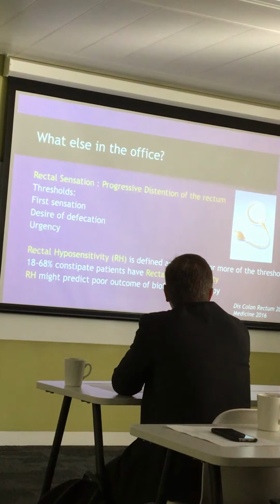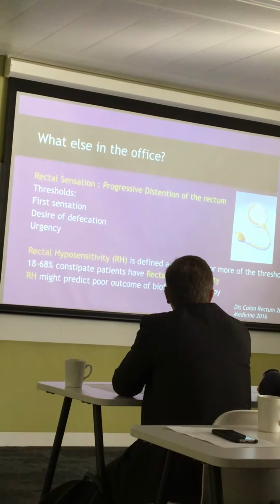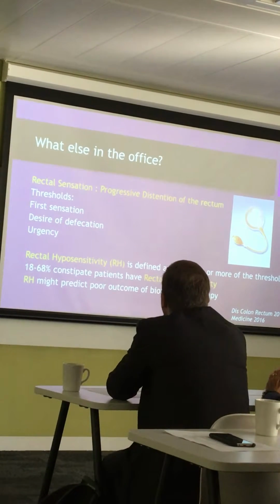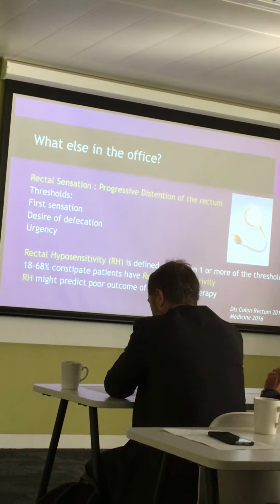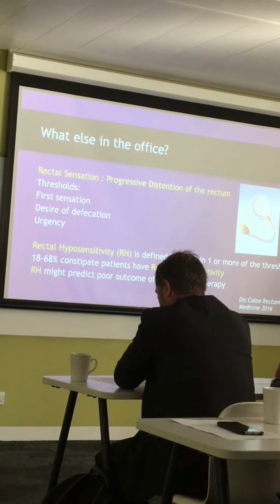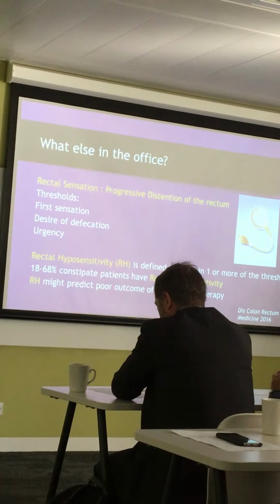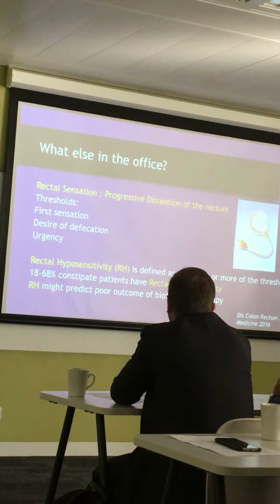But since we are filling up a balloon inside the rectum, why don't we also check the sensitivity of this rectum, doing the well-known 3 thresholds of sensitivity: first sensation, desire, and urgency. In chronic constipation, this test is important to check what we call rectal hyposensitivity, of course.